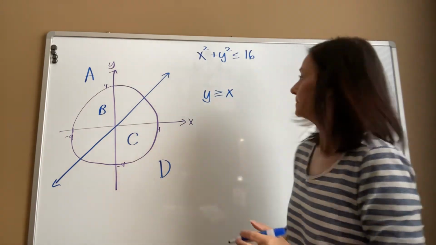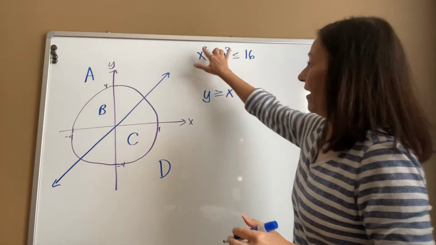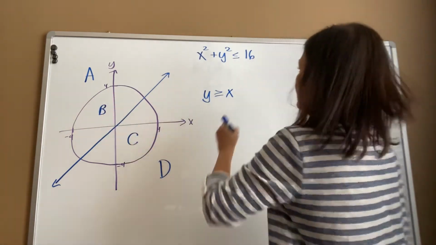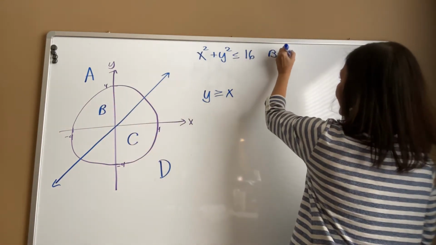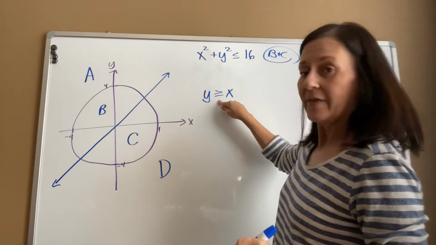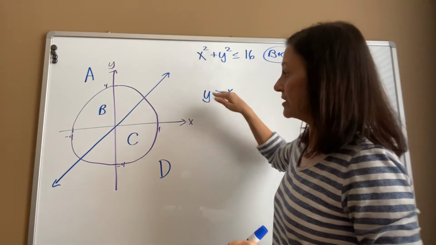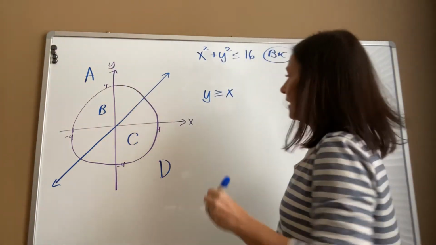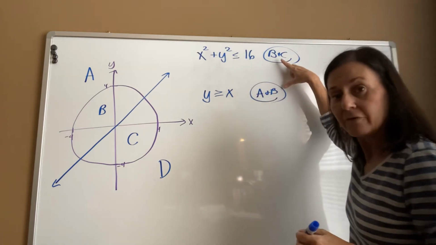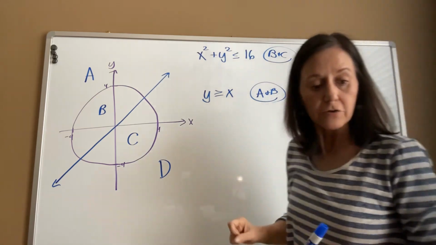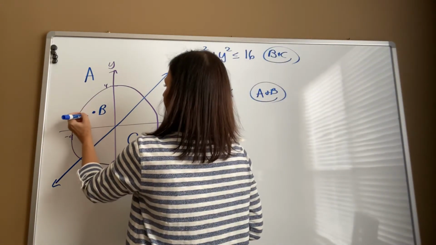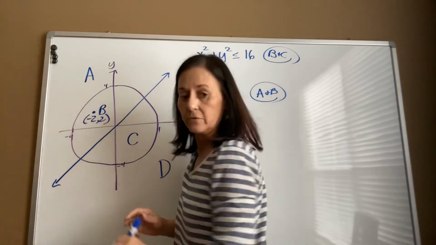All right, so less than 16 for our equation is going to be inside the circle. So those regions are going to be B and C. All right, y greater than x for our linear function is going to be everything above the line. So this region is going to be A and B. Which one satisfies both of them? B. So let's choose a point in B. And they have this point over here, negative 2, 2.